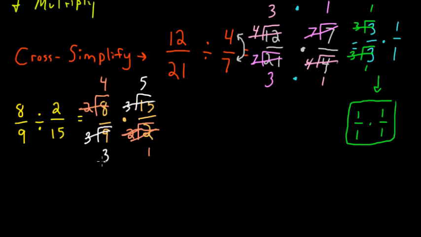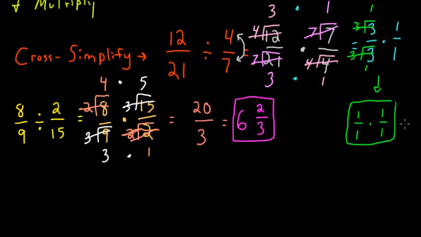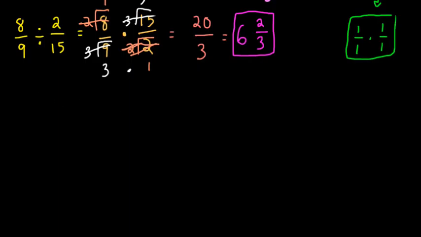There we go. So the new denominator will be 3. The new numerator will be 5. So I just rewrite my equation, and multiply. So 4 times 5 is 20. 3 times 1 is 3. And now I change it to a mixed number because we never leave our answers in improper fractions. So I get 6 2/3.